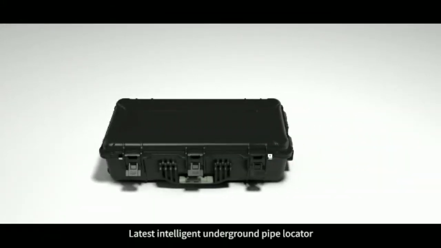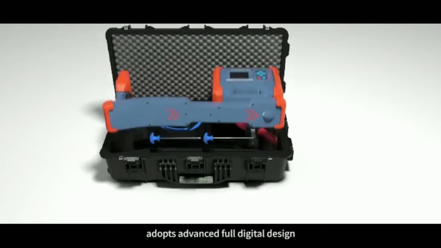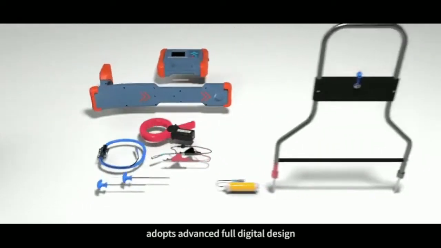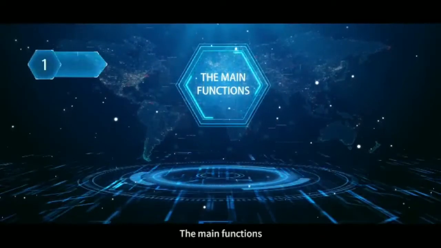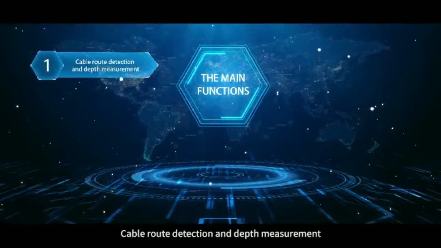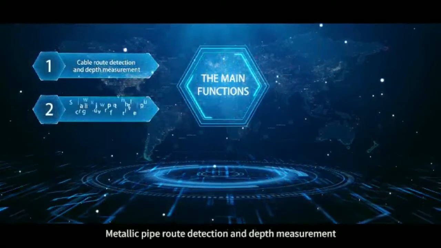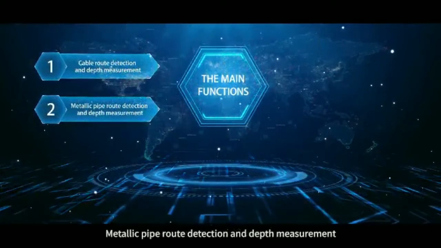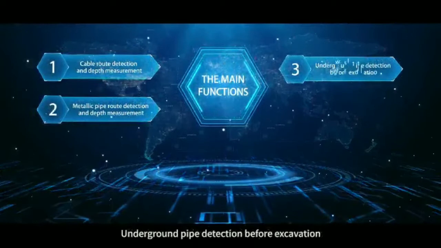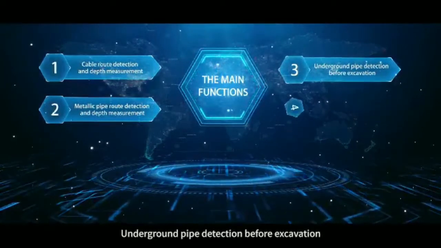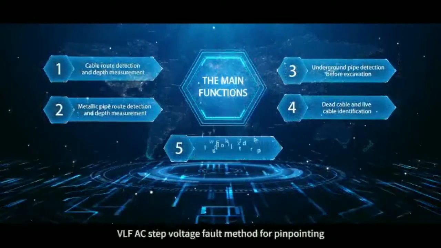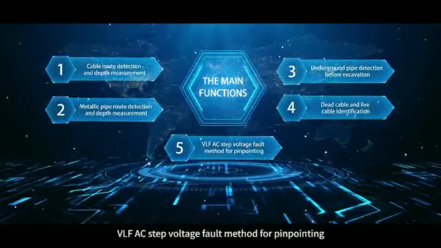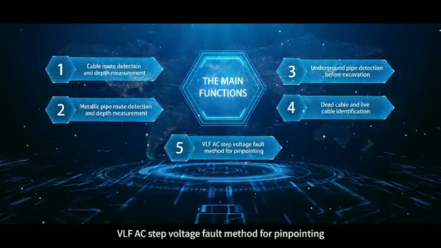The latest intelligent underground pipe locator adopts advanced full digital design. The main functions: cable roll detection and depth measurement, metallic pipe roll detection and depth measurement, underground pipe detection before its activation, dead cable and live cable identification, VLF AC step voltage fault method for pinpointing.